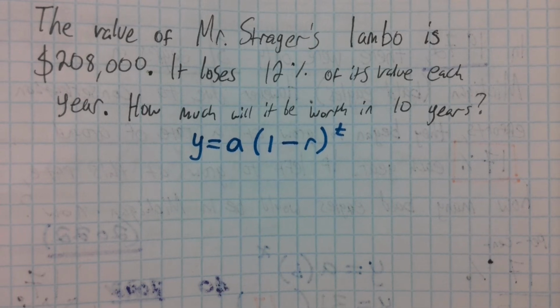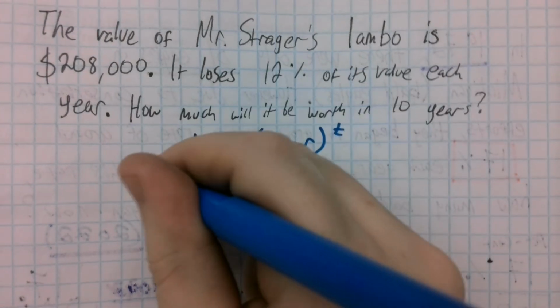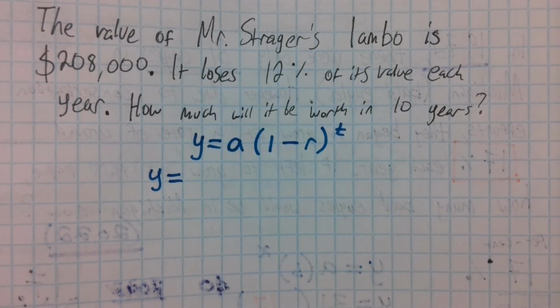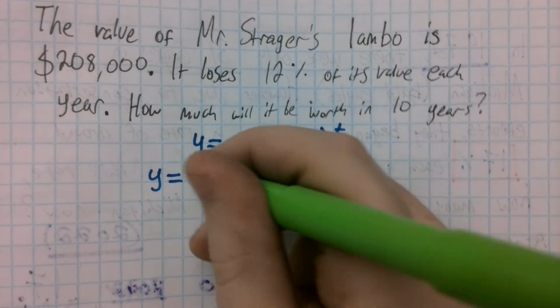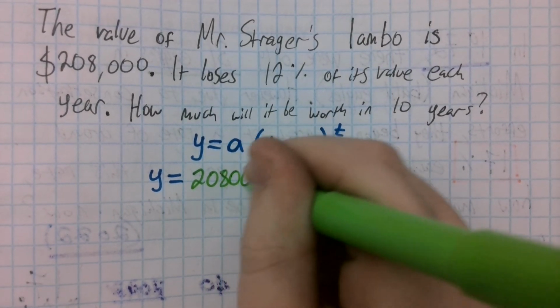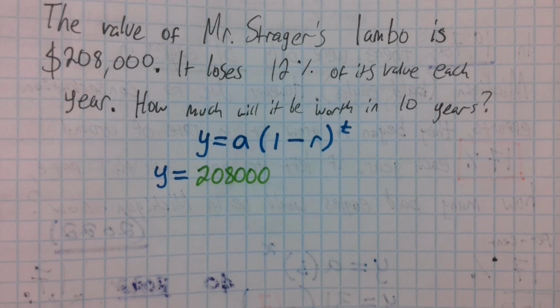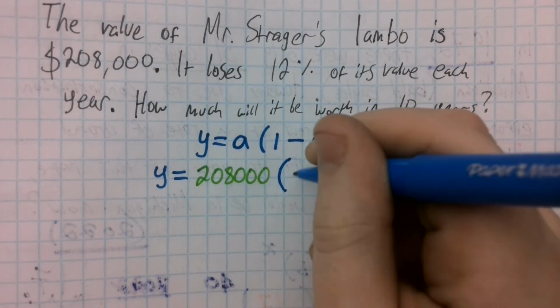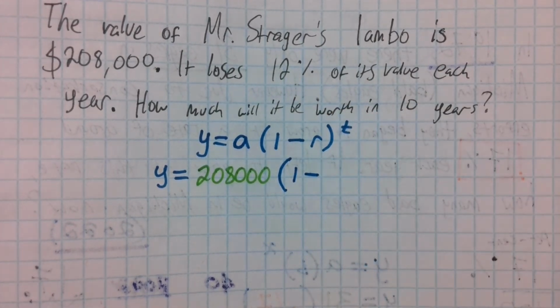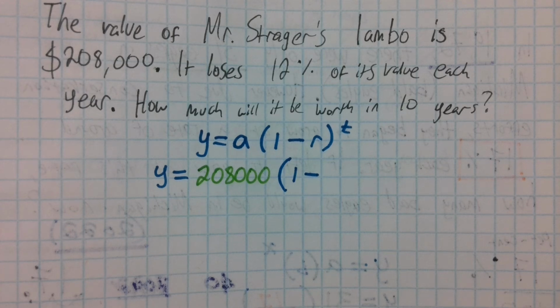So let's plug in what we know. We don't know y, so it's going to stay y. Our starting amount is $208,000. What can I say? I've got expensive tastes. We need to figure out what our rate is.